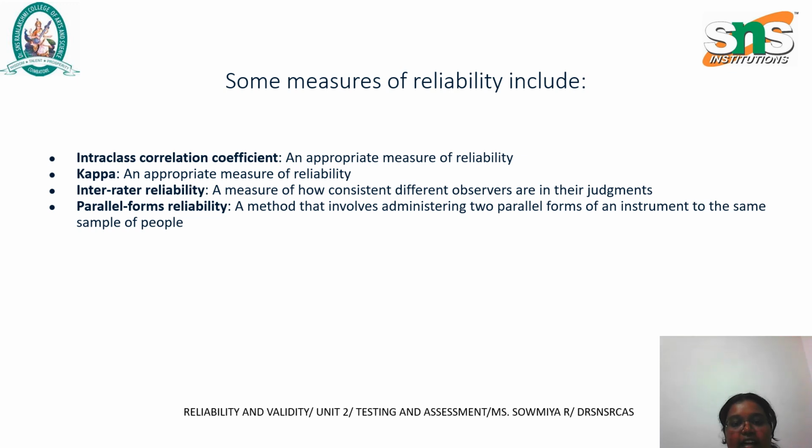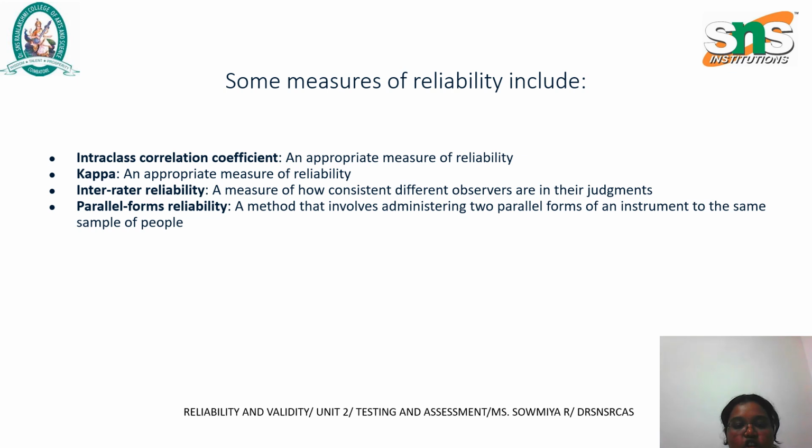Second is the inter-rater reliability coefficient kappa, which measures the agreement between two or more raters. The intra-class correlation coefficient, ICC, measures the consistency of measurements made by multiple raters. The split-half reliability coefficient measures the correlation between two halves of a test.